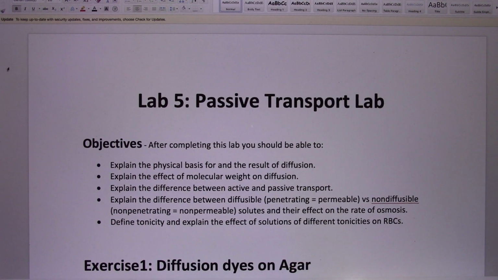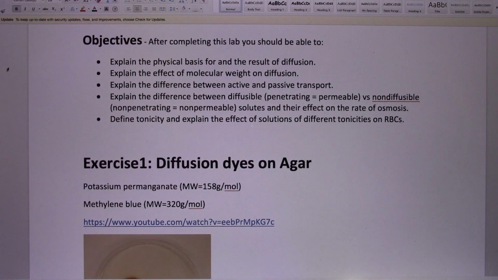We're in Lab 5, Passive Transport Lab. In this lab, we have 3 different activities. The first one is diffusion.